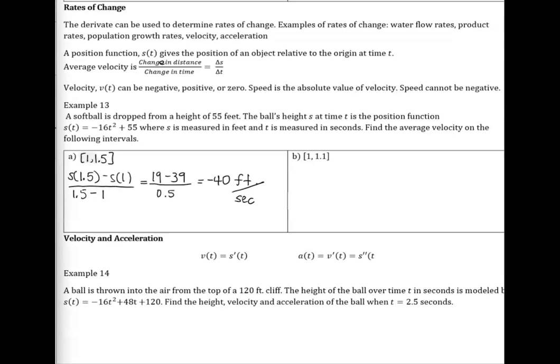I'm going to similarly work through example 13b. So we have this all plugged in, change in y over change in x, and this leaves us with negative 33.6 feet per second. I will point out that both of these answers are negative because this ball is falling.